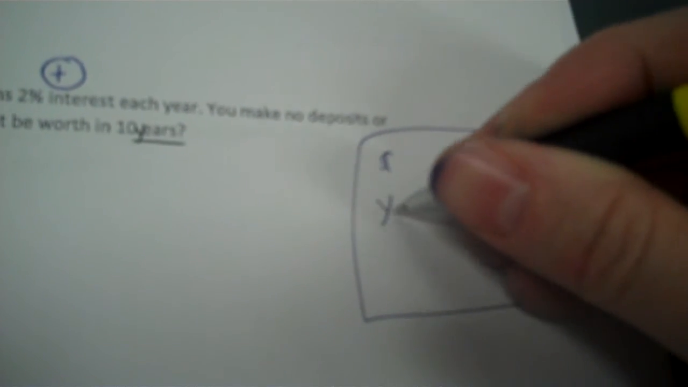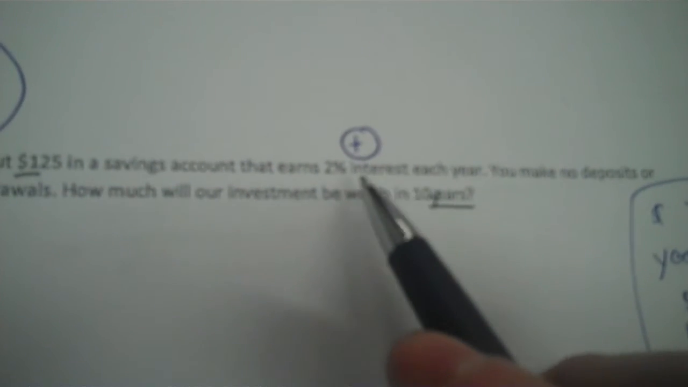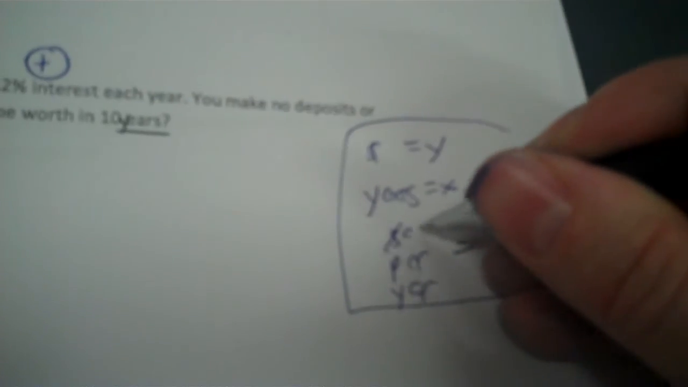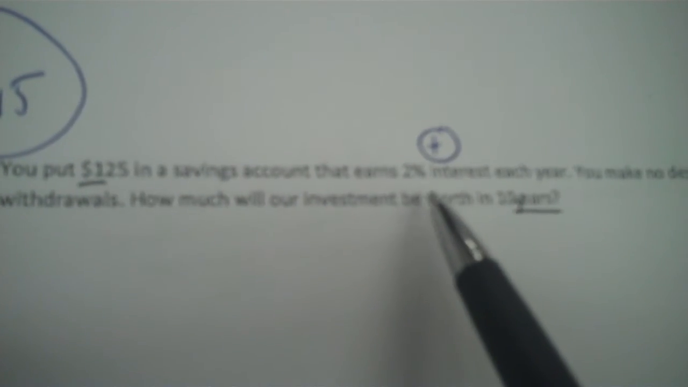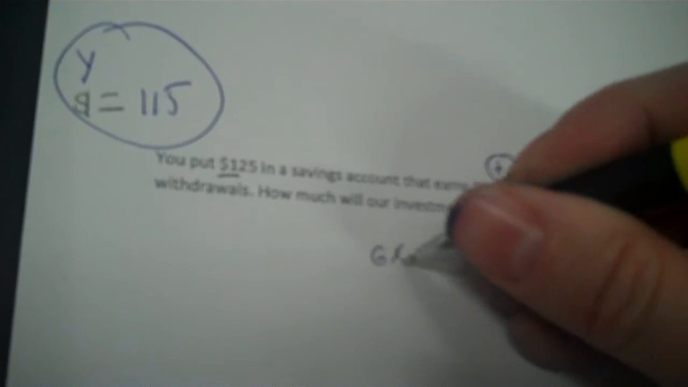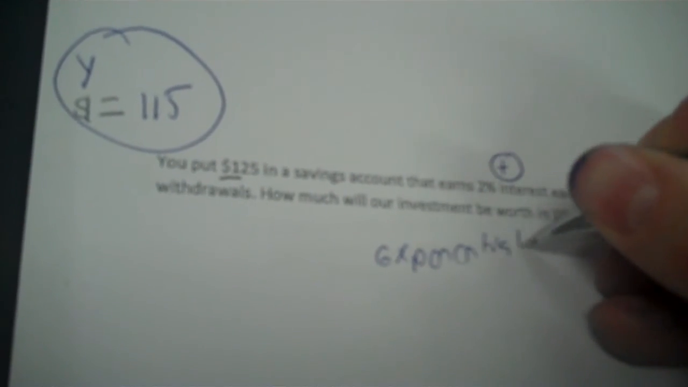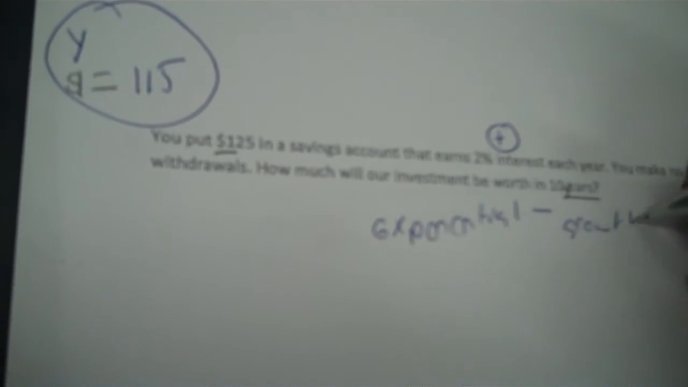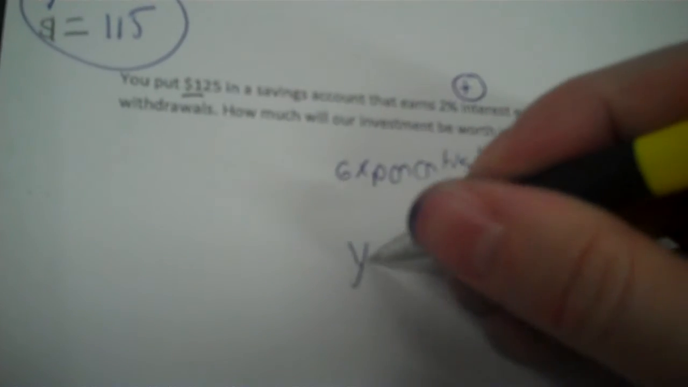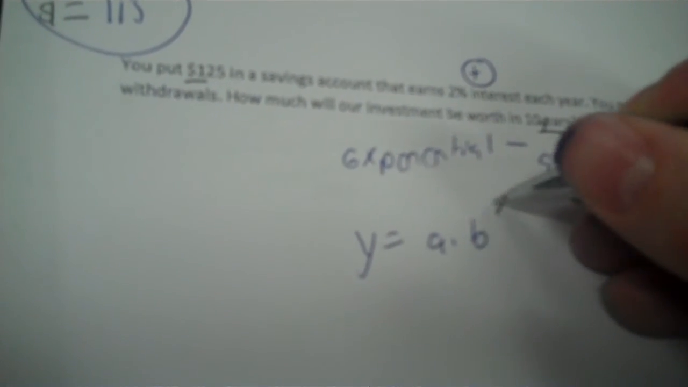So again, you've got dollars and years. Problem is, the dollars per year doesn't exist because every year it's a percent. Okay, which is a game changer. That means you don't make the line and put the 2x. You would do that if it said $2 each year, but 2% is different. That's exponential, and that is a growth as well. So I put y equals a times b to the x power.